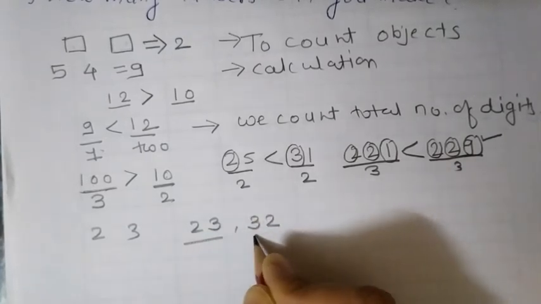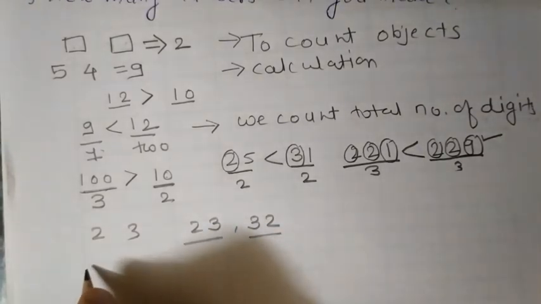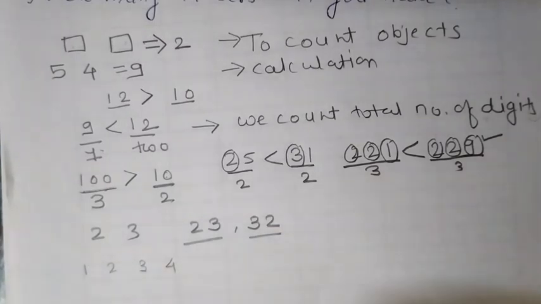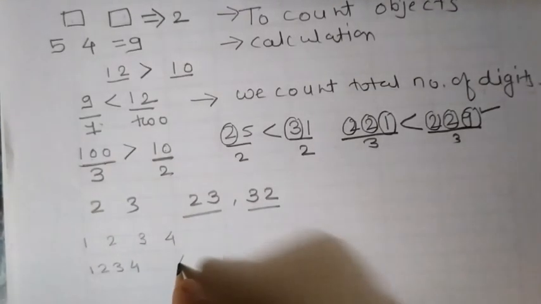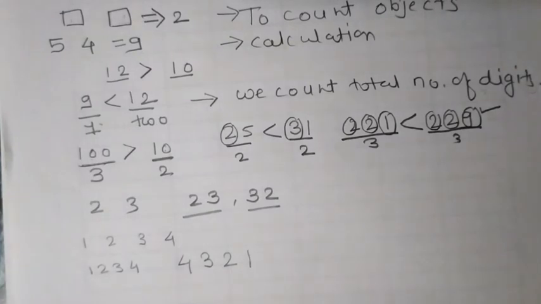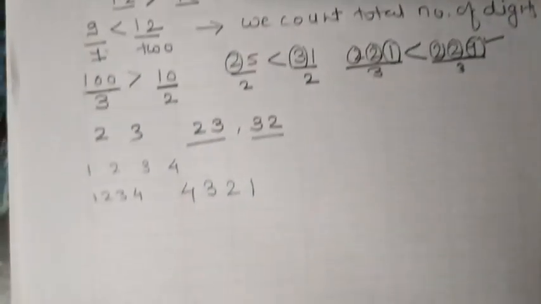So you got 2 digits, okay, you got total 2 digits. So in this part you will be getting some numbers like 1, 2, 3, 4, and they will ask you to make a 4-digit number. So you can make 1, 2, 3, 4. You can also make 4, 3, 2, 1, okay. So you can make any 4-digit number.